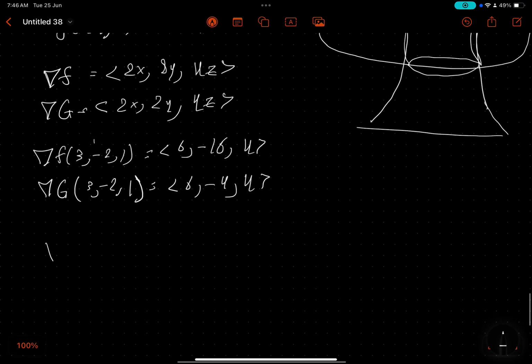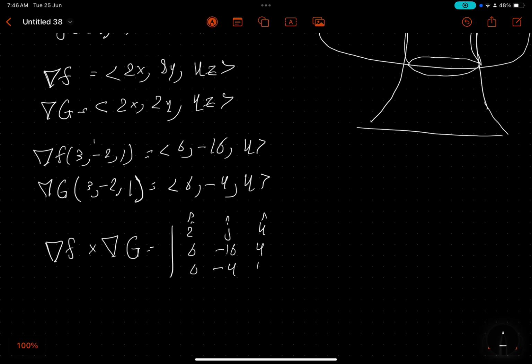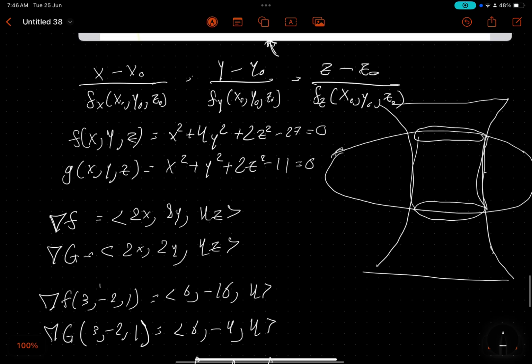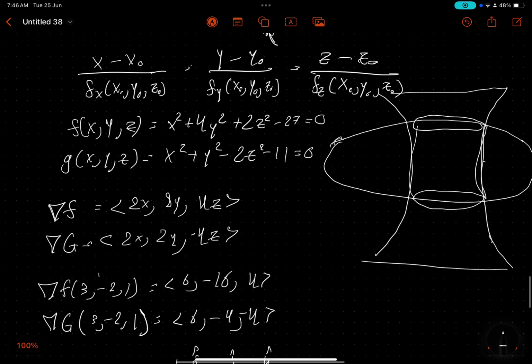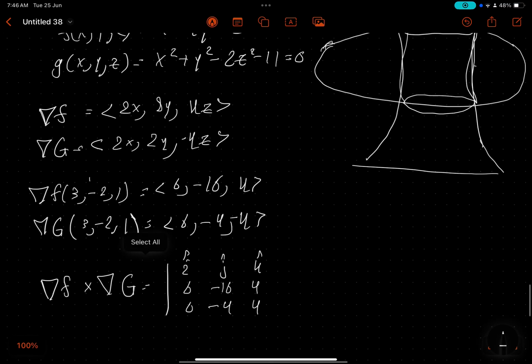Now the cross product, f cross g, with i, j, k. Since these are vectors, we're going to take the cross product. The cross product basically gives us a vector perpendicular to both of these. So 6, minus 16, 4 and 6, minus 4, 4. Okay, I think there is a mistake here. This should be minus 2, since it would not give us a hyperboloid if it's positive, so it should be minus.